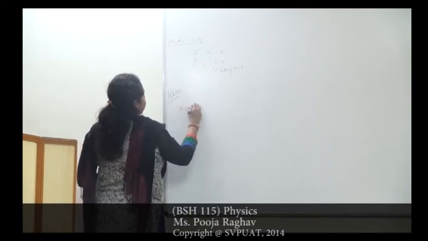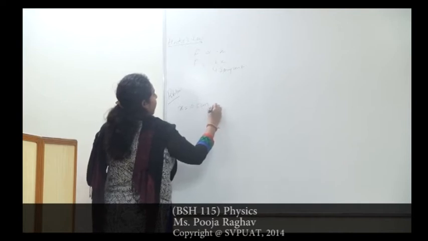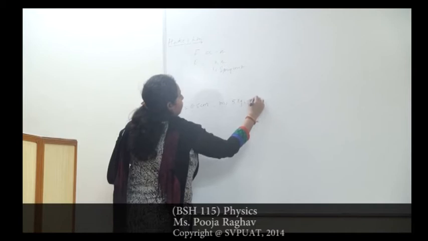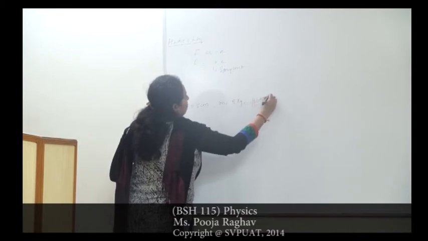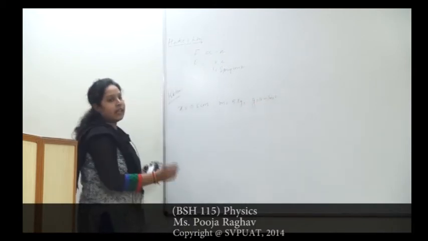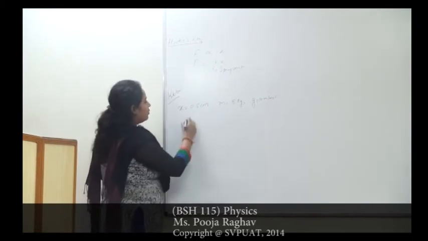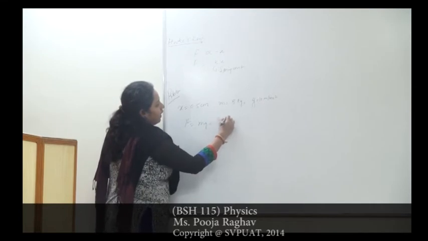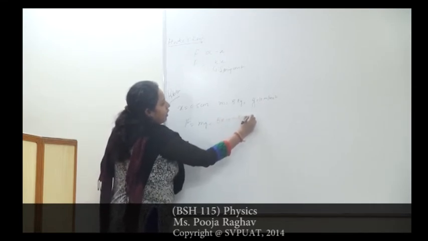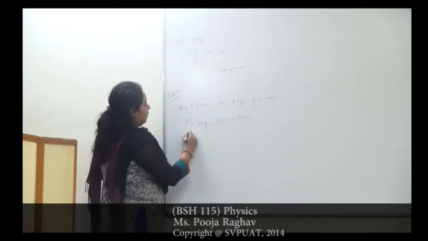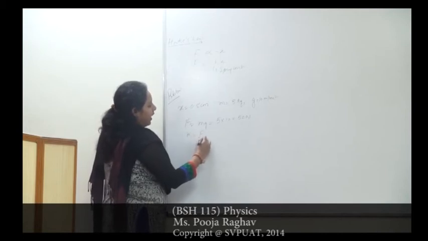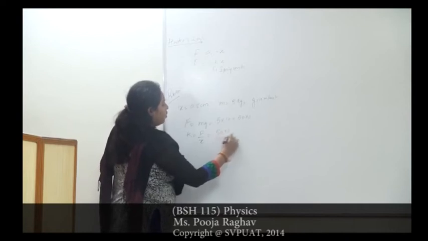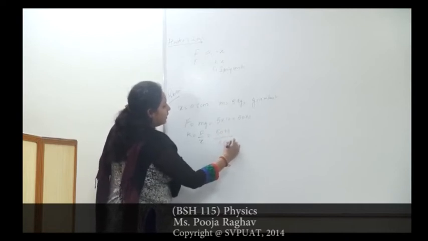Here x equals 0.5 centimeter, m equals 5 kg, and g equals 10 meter per second square. Then we first find the force. F equals mg, m equals 5 and g equals 10, so force equals 50 Newton. We know that k equals F upon x, that is 50 Newton upon 0.5 centimeter.